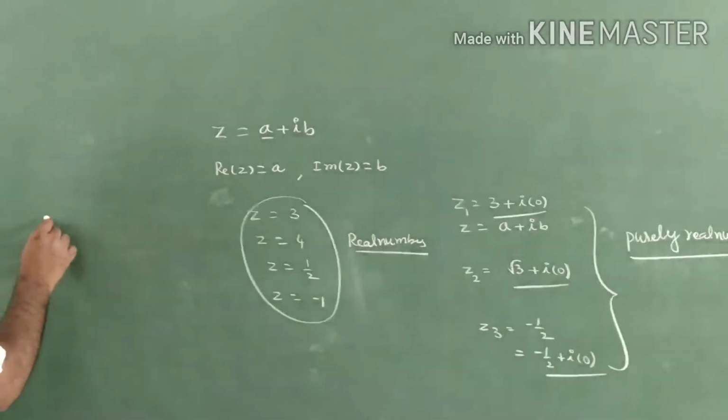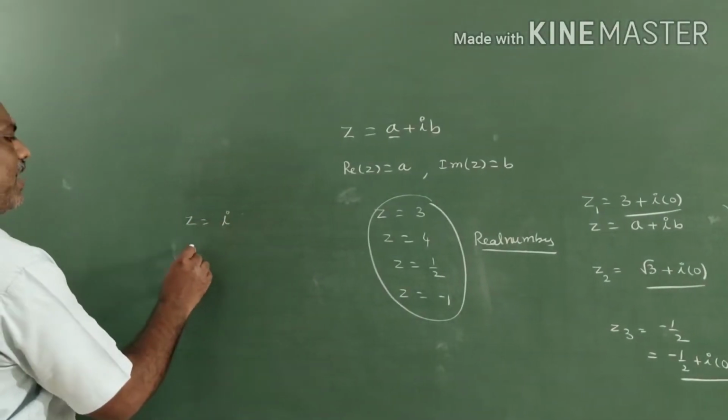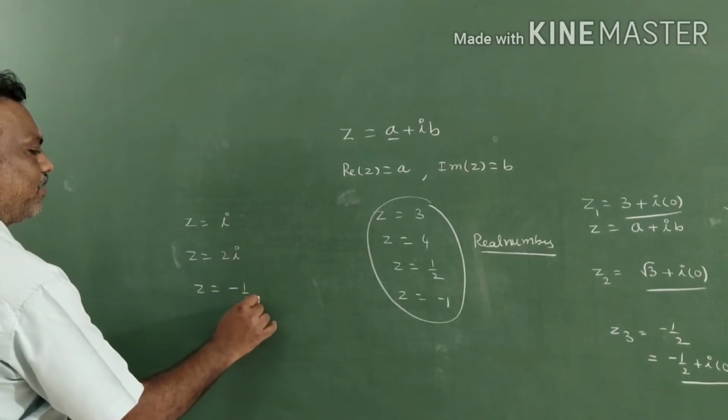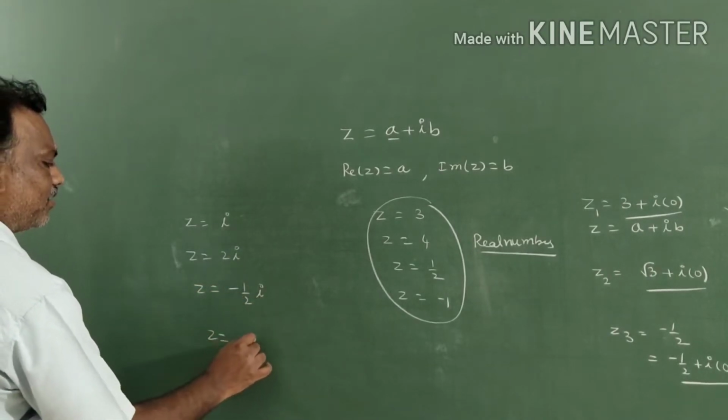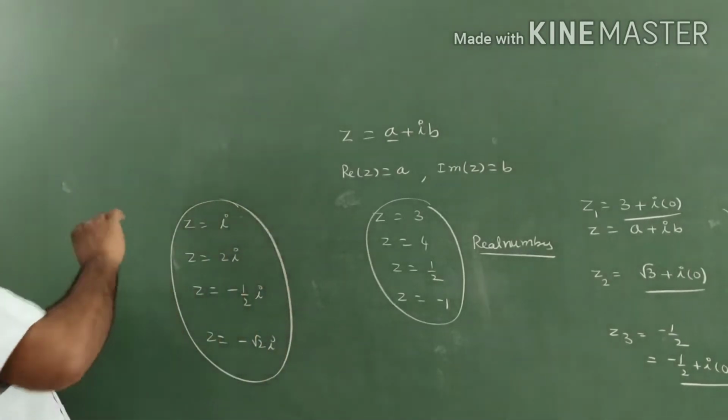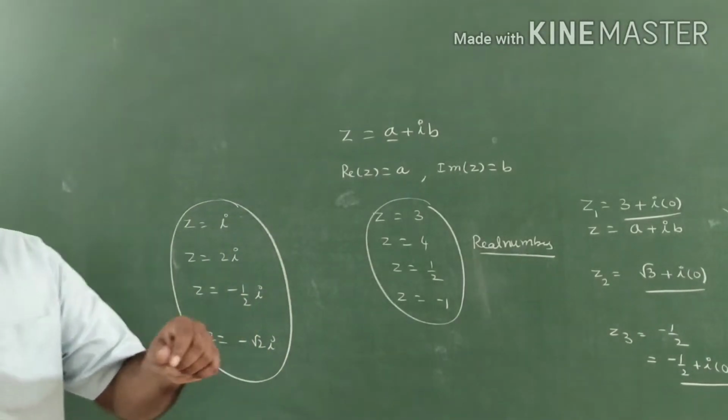Like that, imaginary numbers are there. What are imaginary numbers? Z is equal to i, Z is equal to 2i, Z is equal to minus 1 by 2i, Z is equal to minus root 2 i. These are all imaginary numbers. The representation of i I told already.